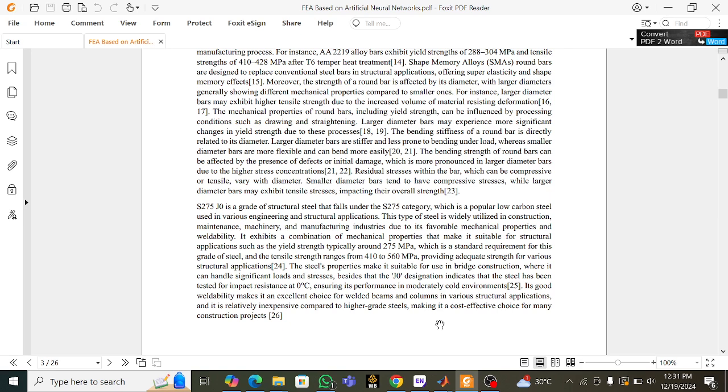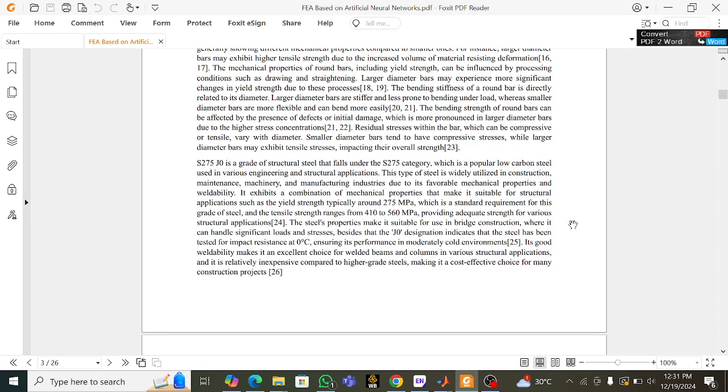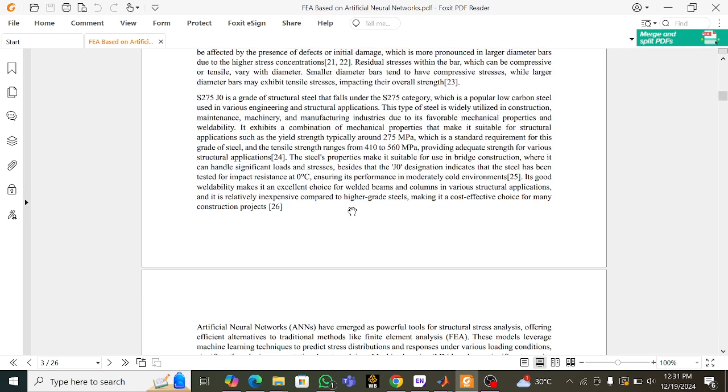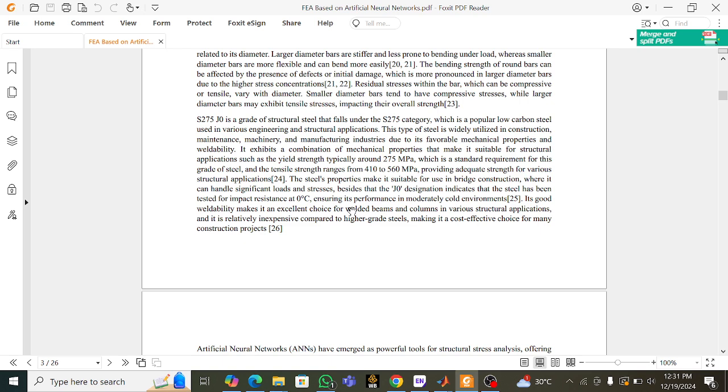Its good reliability makes it an excellent choice for welded beams, columns, and various structural applications as well. It is relatively inexpensive compared to higher grade steel, making it a cost-efficient choice for many construction projects. This is all about the material that I chose for the problem to study.